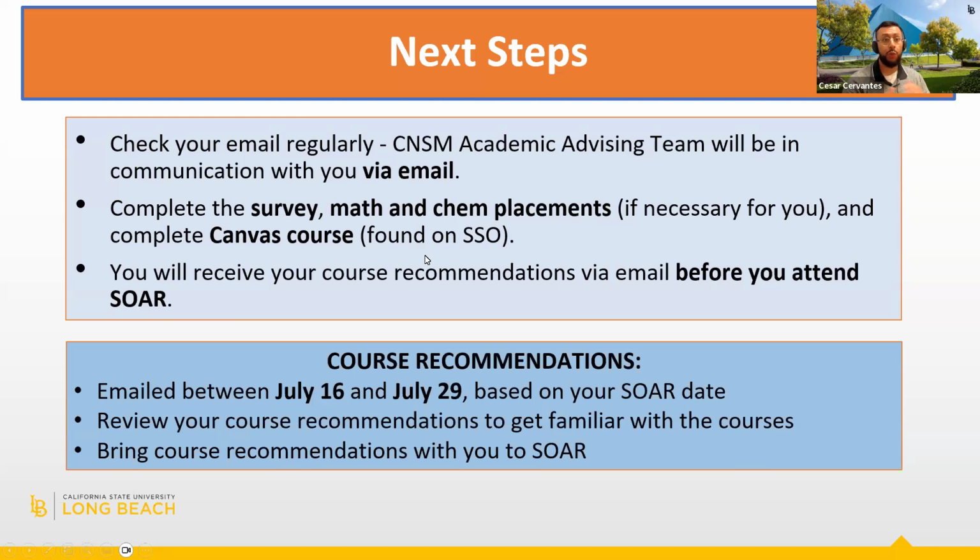Course recommendations will be sent out between July 16th and July 29th, and it's based on your SOAR date. The earlier your SOAR date, the earlier you will be getting your course recommendations, and we'll move along at that pace. Apart from receiving them, you want to review your course recommendations and get familiar with the classes that you'll be taking. Then also bring a copy of your course recommendations to SOAR, whether that's a printed copy or an electronic version. We just want to make sure that you know which classes you're enrolling in, okay?